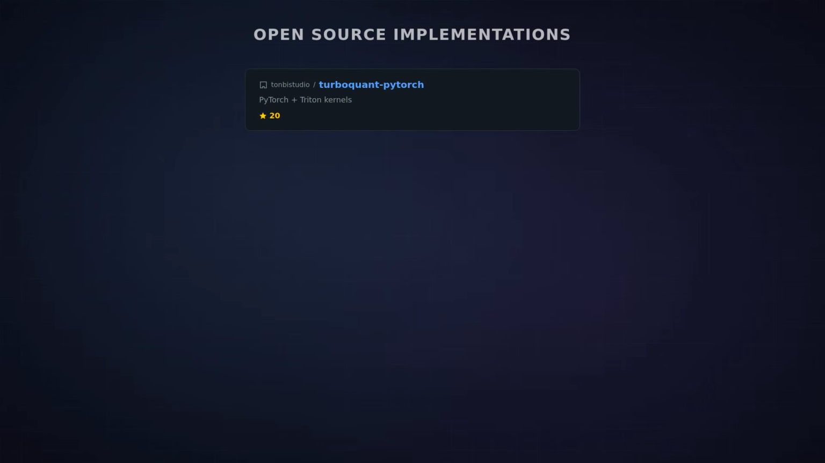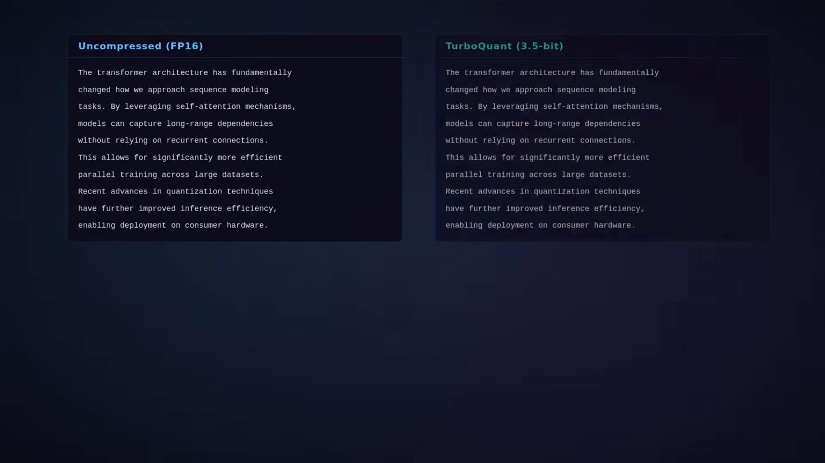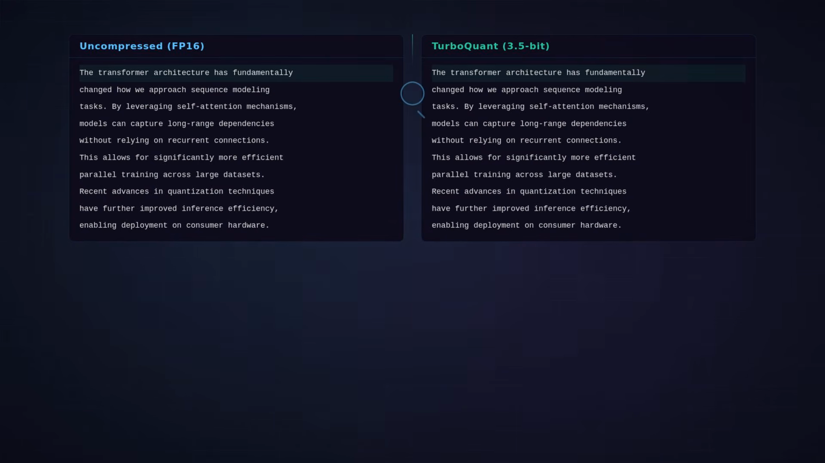Here's maybe my favorite part of this whole story. Google published the paper with no official implementation. No GitHub repo, no reference code, just math. And the open source community said, okay, we'll do it ourselves. Within hours, working implementations existed. Community devs achieved 99.5% attention fidelity.